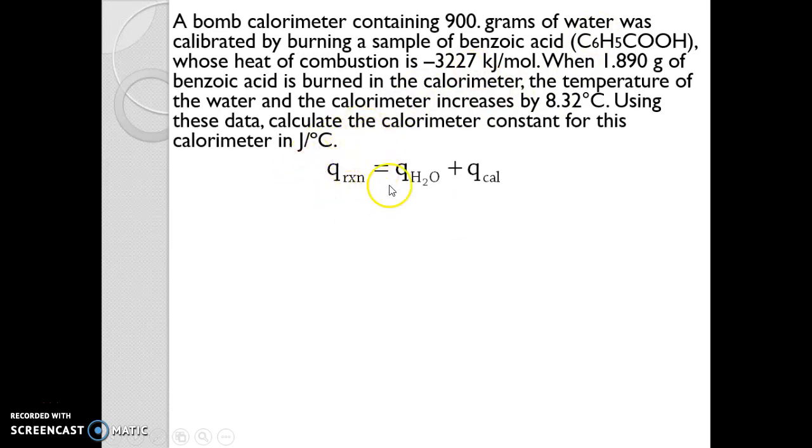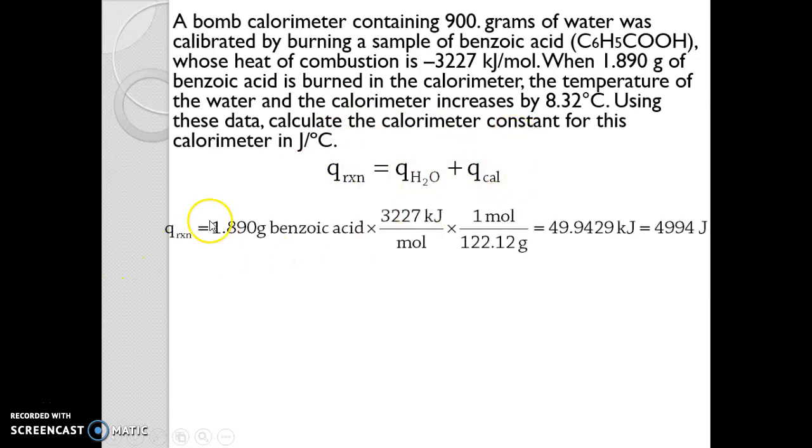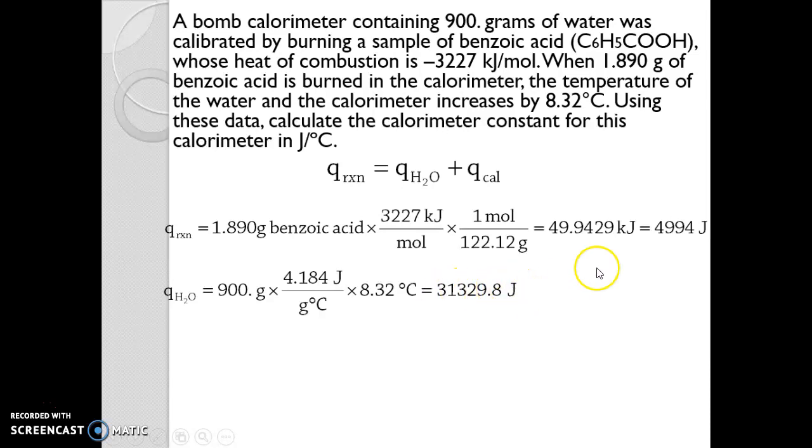So Q of the reaction is equal to Q of the water plus Q of the calorimeter. In order to get Q of the reaction, I'm going to take M times delta H, so mass of benzoic acid times my delta H. The problem is I need this in moles and it's in grams, or vice versa. So I've got to do one more conversion, get it into joules. Water, I'm using MC delta T. So that gives me 900 grams, specific heat, temp change, that gives me that value. I'm keeping a lot of digits here just to be safe.